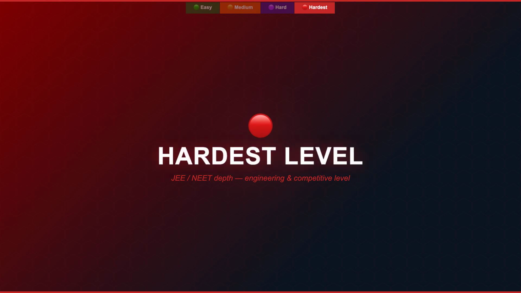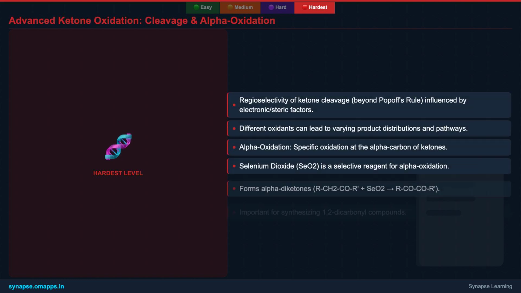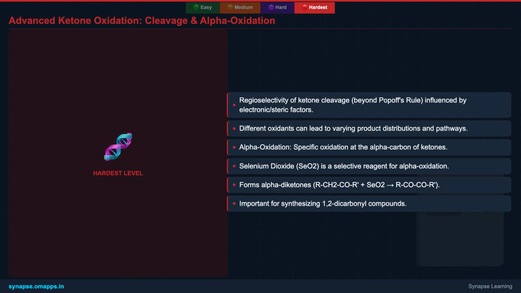Alright, buckle up. This is the hardest level, where we'll delve into the most intricate details and advanced applications of oxidation reactions for aldehydes and ketones. Beyond Popoff's rule, the regioselectivity of ketone cleavage is influenced by electronic and steric factors, with different oxidants yielding varying product distributions.